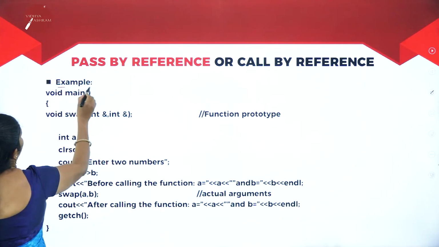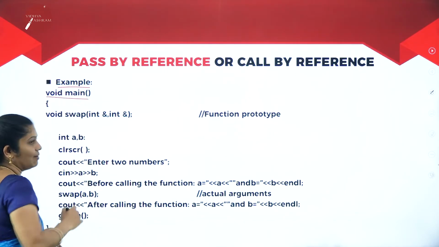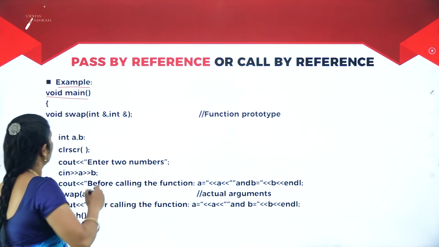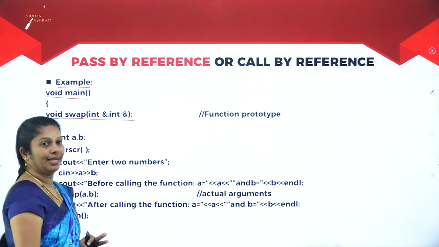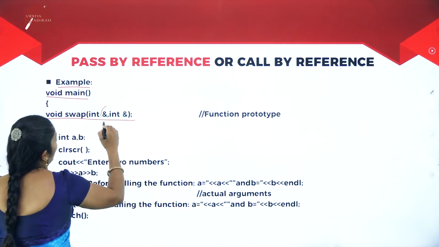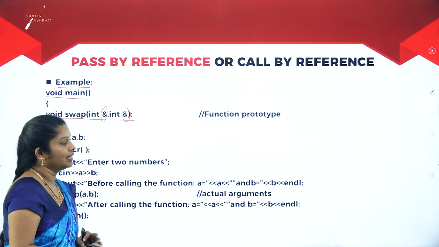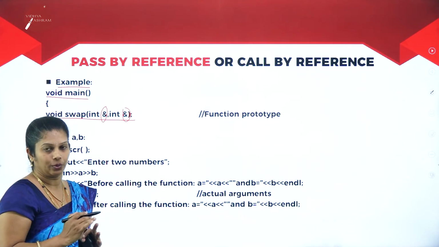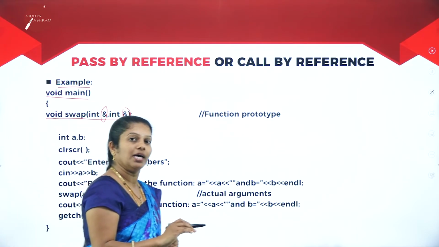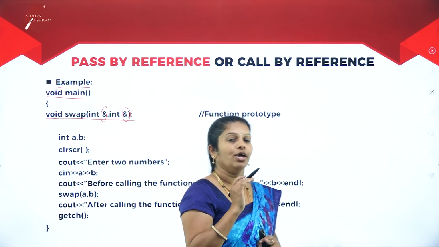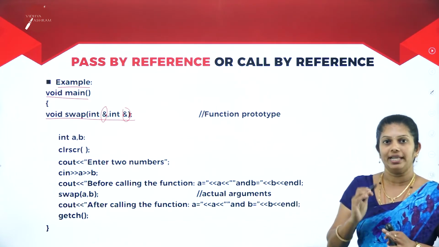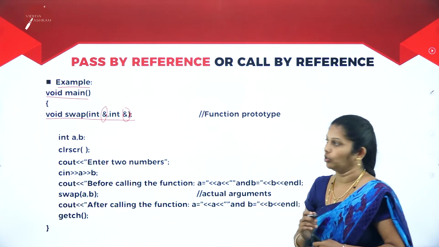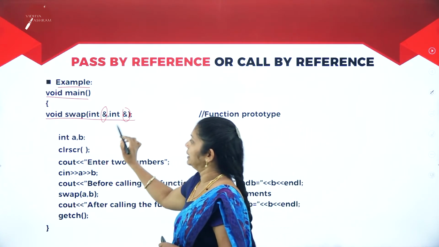Consider the example. Here, void main, the same way we will take swapping of two numbers. In this main program, void swap(int &, int &). Here we are sending the address, that is, we are declaring the function prototype. Whereas in pass by value, we are not sending the address, we are sending the data, but the subprogram will take a copy of the data and work on that. Whereas here we are sending the address.